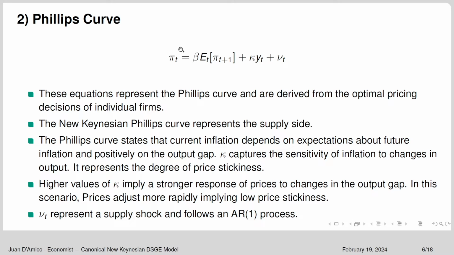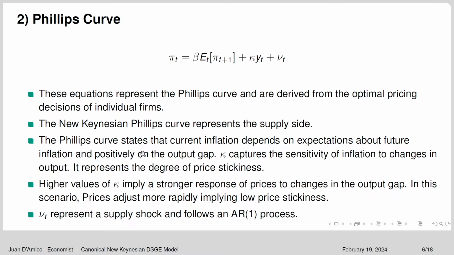Let's now discuss the second equation, that is the Phillips curve equation. This equation we're seeing here represents the Phillips curve, and we are going to derive it from the optimal pricing decision of individual firms. The New Keynesian Phillips curve represents the supply side. Remember, the IS curve represented the demand side, and the Phillips curve the supply side.